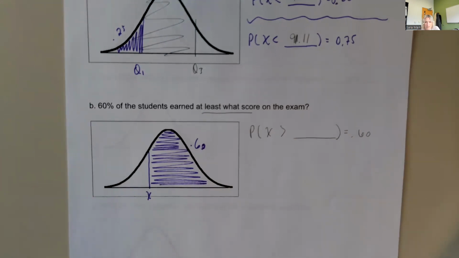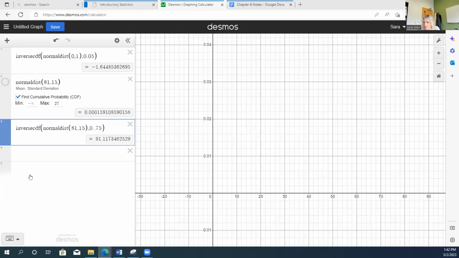And I'm going to show you that on the screen here. Because I'm looking for 60% to the right, I am putting in 1 minus 60. And so that is a score of 77.2. We'll round that too. So 60% of students scored higher than a 77.2.